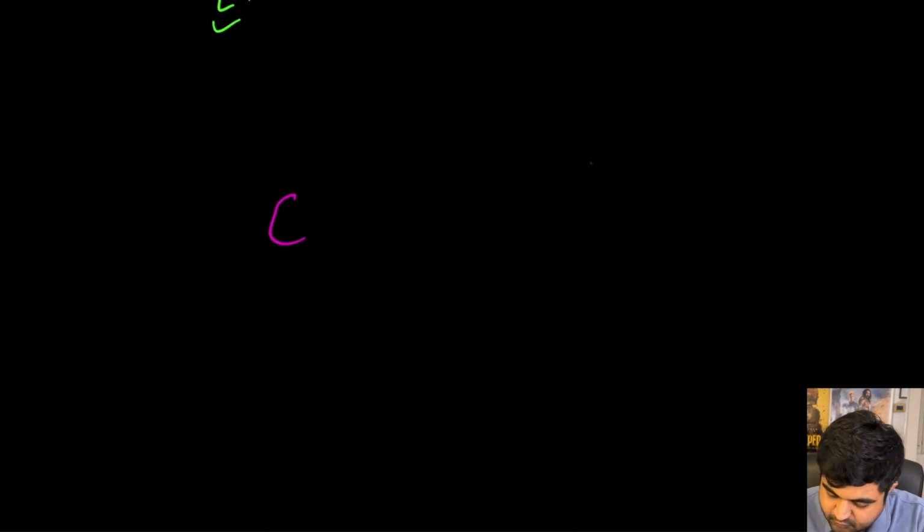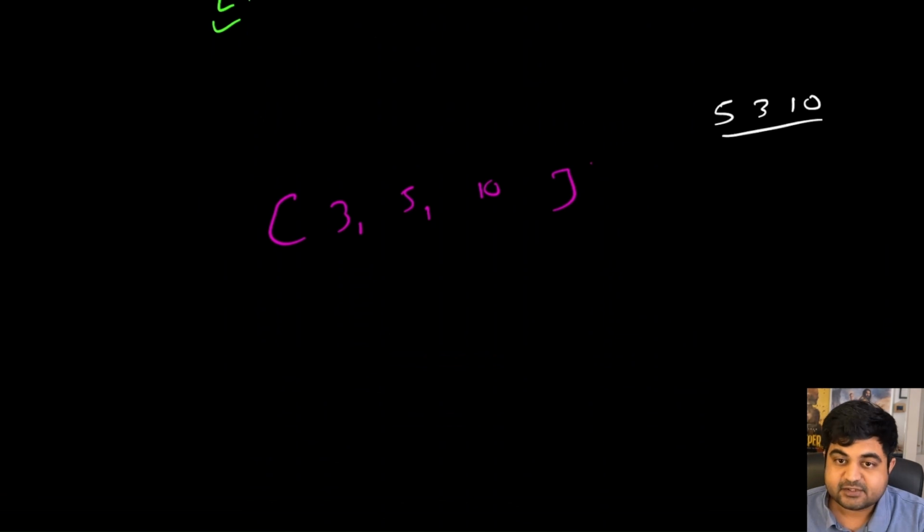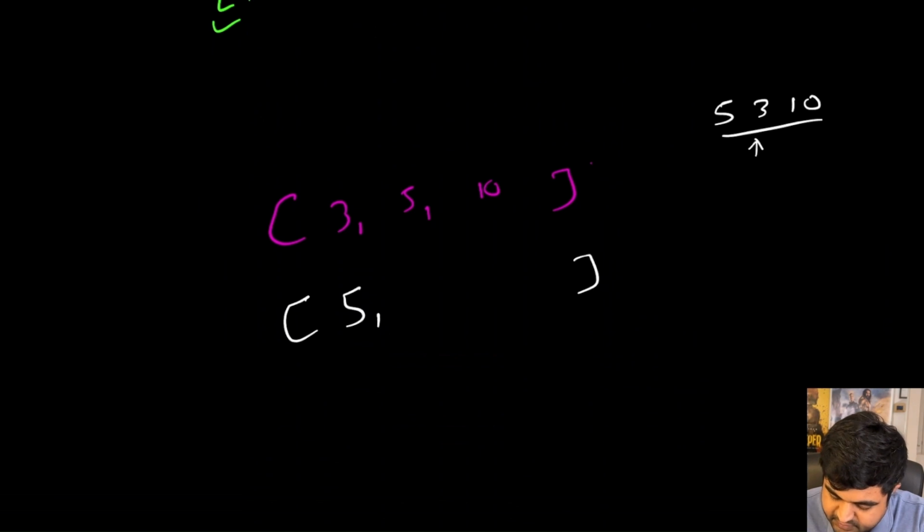Okay, let's just go back to our example of values 3, 5 and 10. In this case we know that the answer is going to be 5310, and this has to be the largest number. But how can we come up with this largest number? If we have to make this number, what should the sorted array look like? The very first value should be 5, the next value should be 3, and the last value has to be 10.